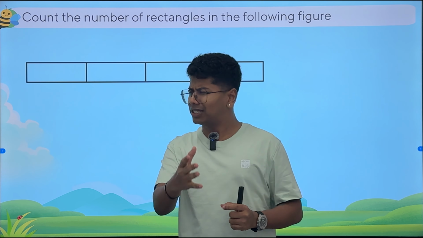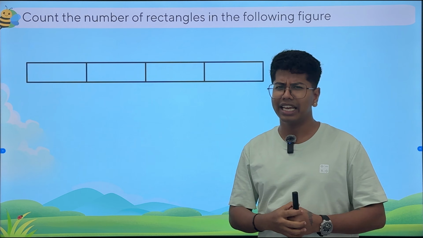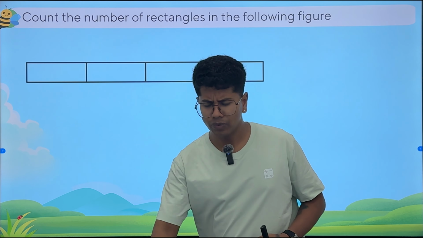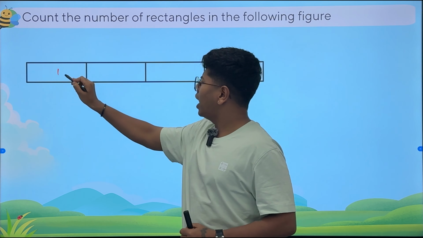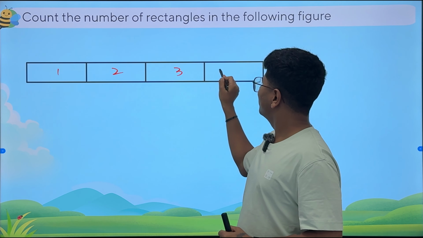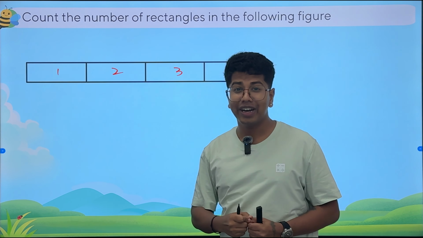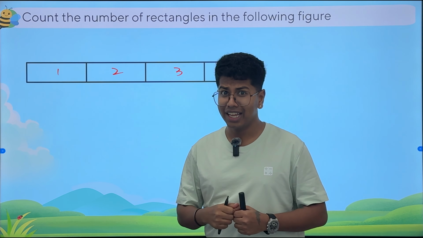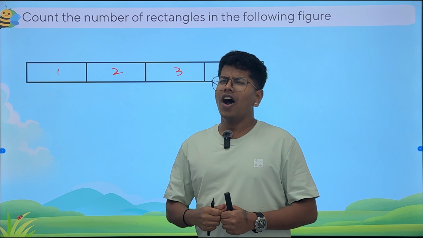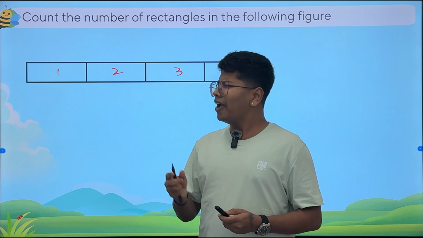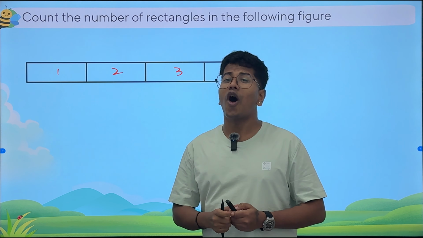So can you take a guess? How many rectangles are there here? We can think of 1, 2, 3, 4. Oh, there are 4 rectangles. This means the answer is 4. Is this correct? Let's try to see why 4 is not the actual number of rectangles.